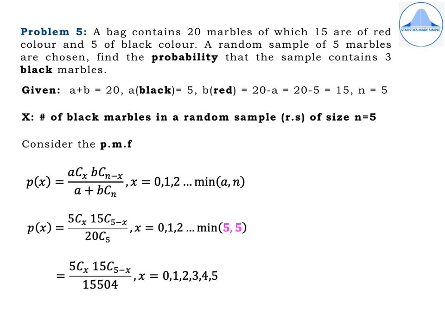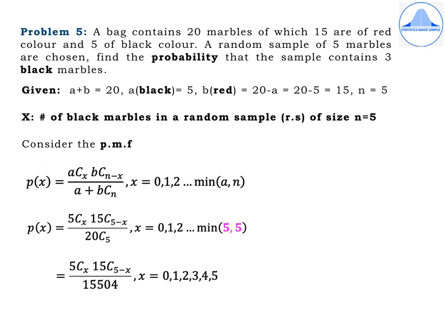Now the next step is to define capital X. So capital X will stand for the number of black marbles in a random sample. Random sample can be abbreviated as R.S. of size, mention n equal to 5. The next step is to write the general format of the PMF of the hypergeometric distribution, that is P of x equal to ACx BCn minus x divided by A plus BCn, and the range is x equal to 0, 1, 2, and so on, up to the minimum of A comma n.